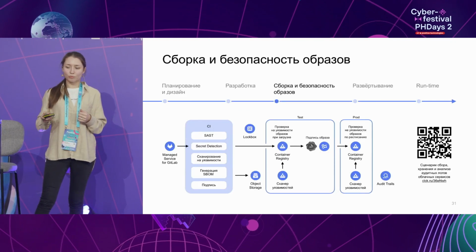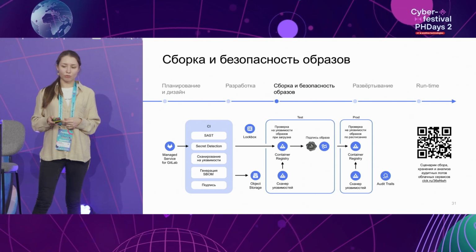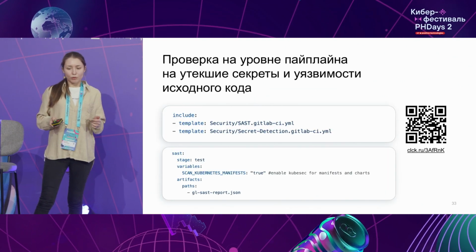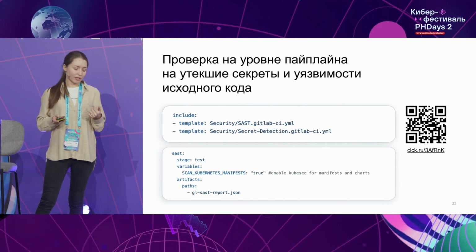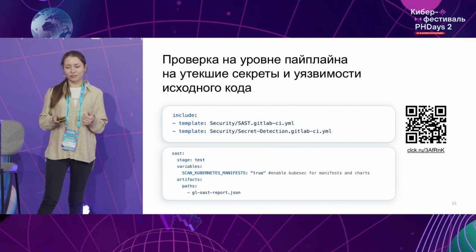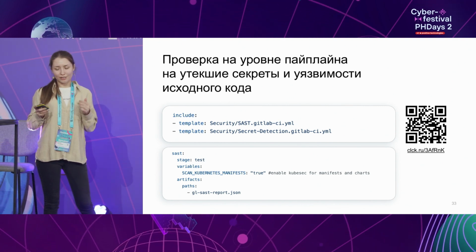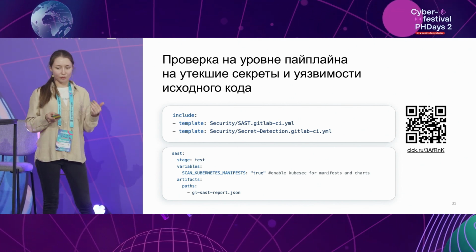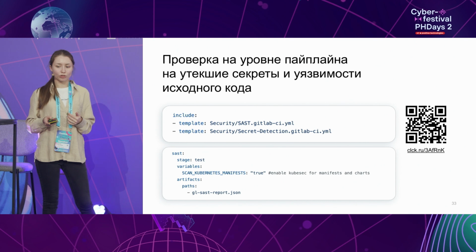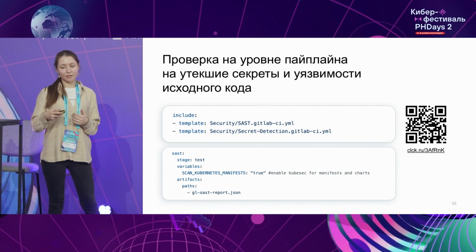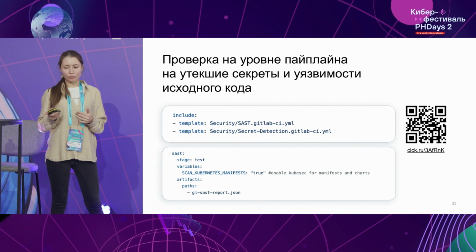Then we switch to the assembly stage and provide image security. We can check our images for vulnerabilities, for static vulnerabilities of the code through static analyzers, and for secrets, by adding a template into the scenario in the CI file.